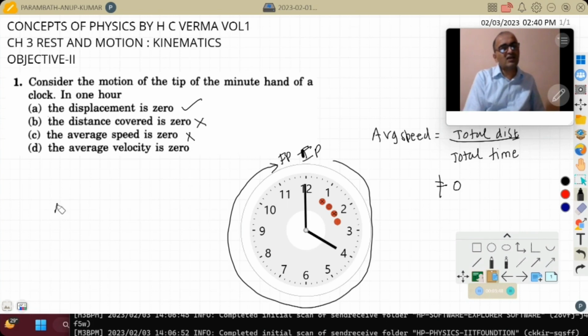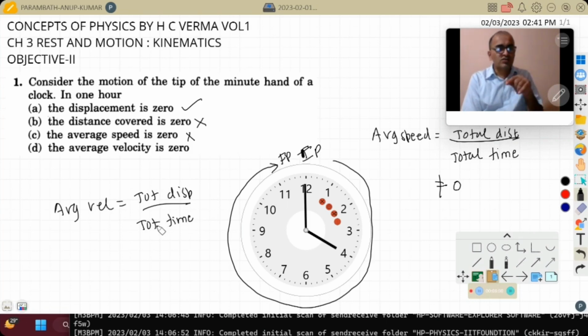Average velocity is what? Average velocity is total displacement divided by total time. We know that total displacement in 1 hour is 0. Therefore, average velocity is equal to 0. Therefore, the fourth option is correct. I hope you are clear, students.